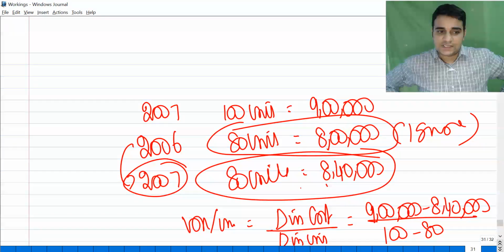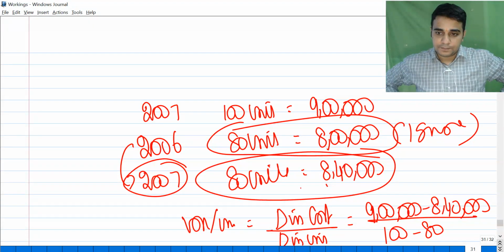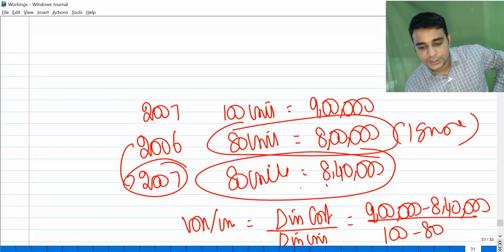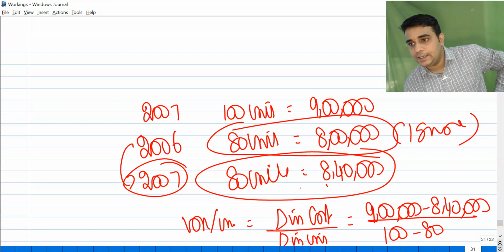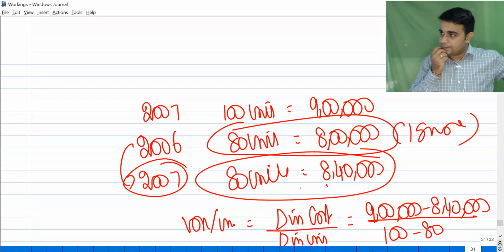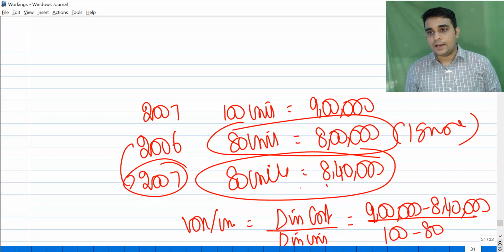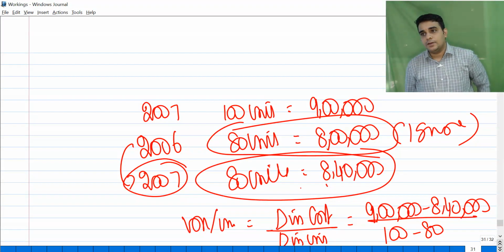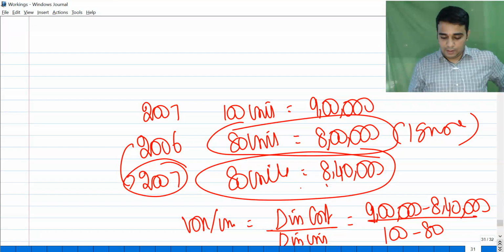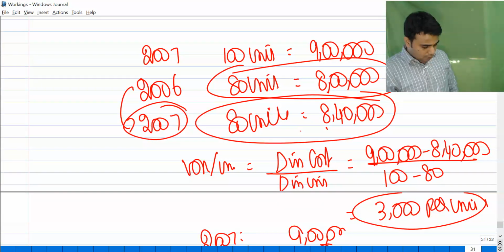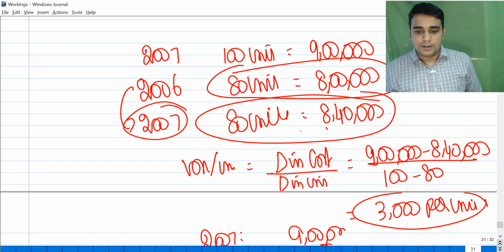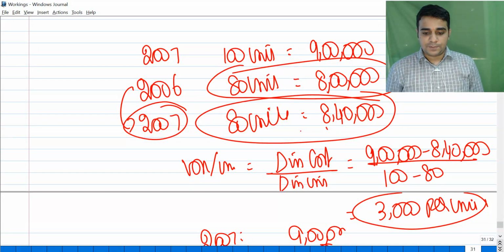Then 2007, 80 units is equal to 8 lakh plus 5% inflation. If the same 80 units continue, 8 lakh plus 5% inflation is 8 lakh 40. Clear? Now variable overhead per unit is equal to change in cost by change in units.